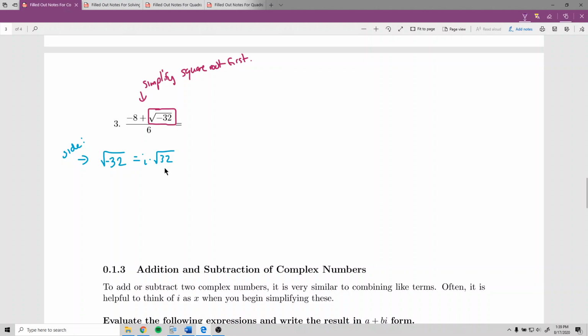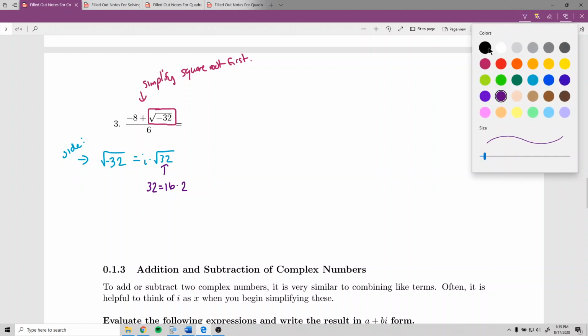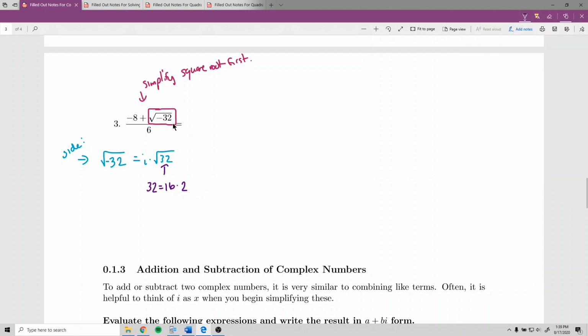And then we want to get a perfect square from 32. And 32 equals 16 times 2. 2 is a prime number. It doesn't have a perfect square in it. So we're going to fill that in. We got i times the square root of 16 times the square root of 2. And the square root of 16 is 4. So we get i times 4 times the square root of 2, and whichever way you like to write it.